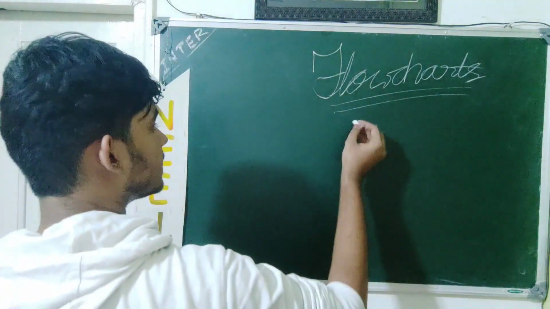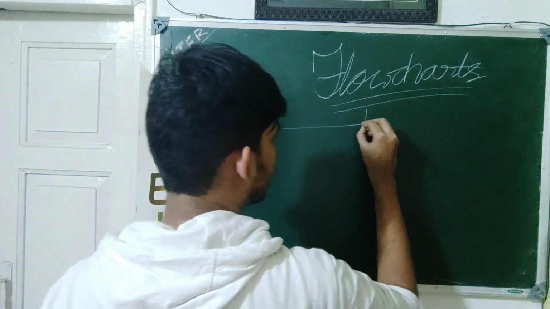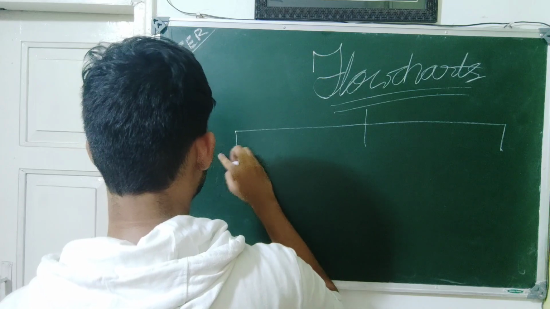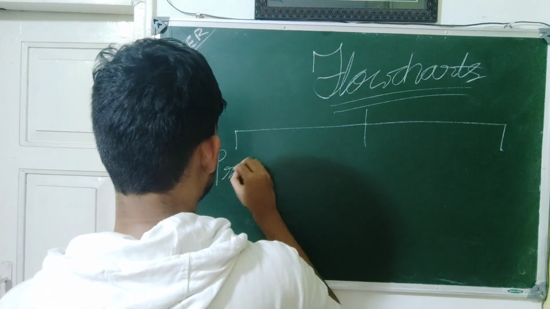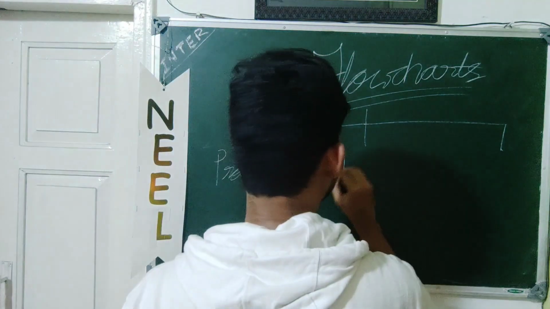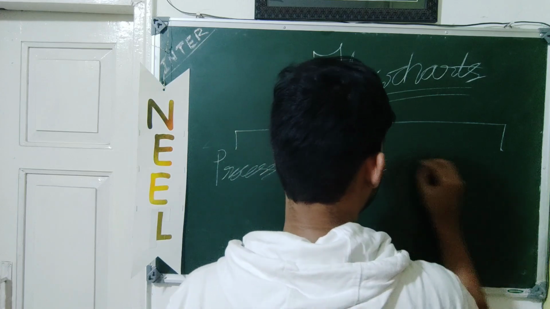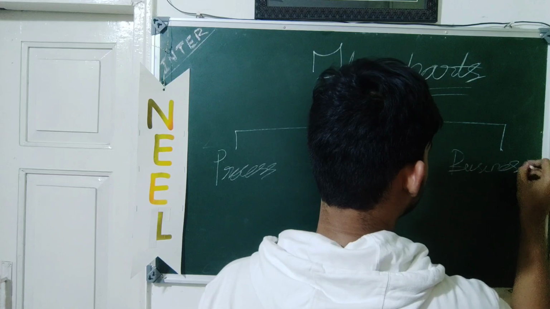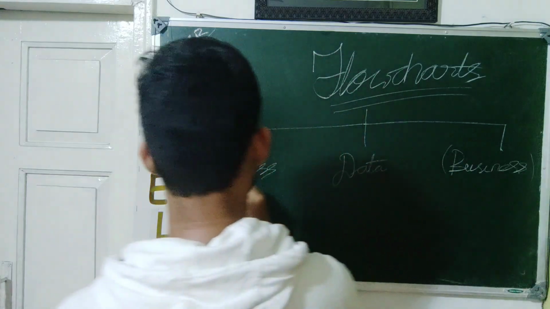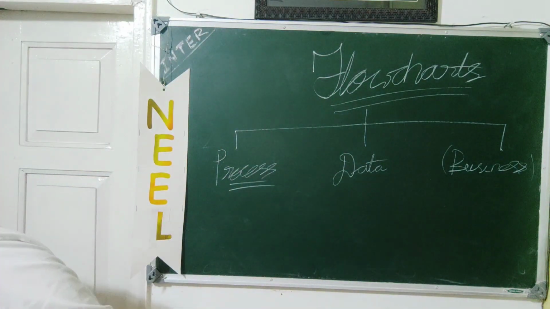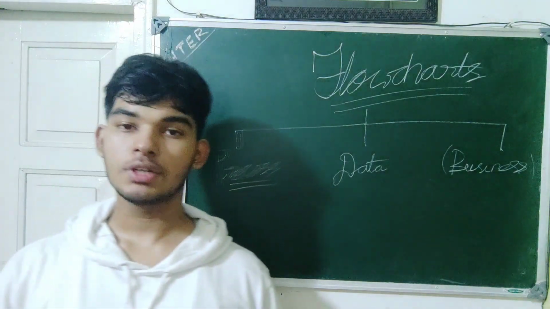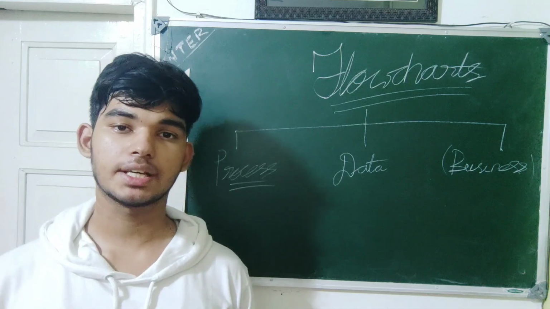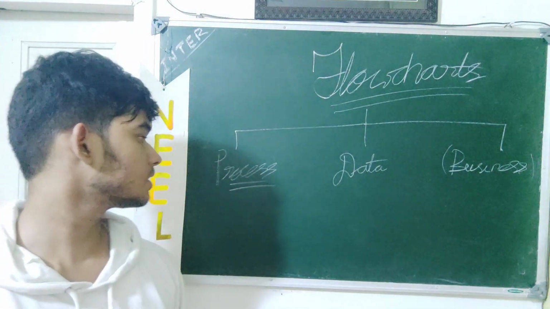So there are mainly three types of flowcharts and they are very simple. So you have process flowchart, data flowchart and business flowchart. We'll get back to business in a bit, but first let's talk about process flowchart. So what is process flowchart? Well, process flowchart basically shows us all the steps taken in designing a product, as the name suggests.